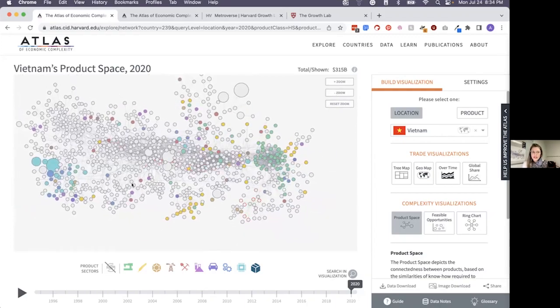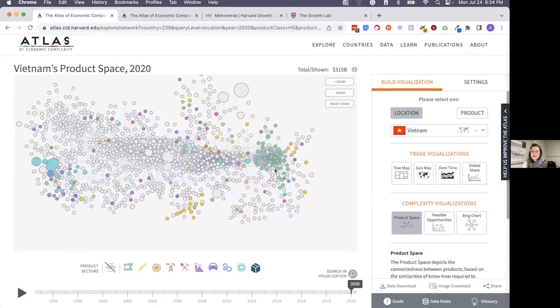But what's also interesting is that there's lots of activity happening here over on the other side of the product space, where we see, of course, electronics. We saw that in their tree map. We see it represented here. And so what we know is that, for example, because electronic integrated circuits is closely related to the production of computers, computers represents perhaps an opportunity for Vietnam's further diversification and opportunity for growth.